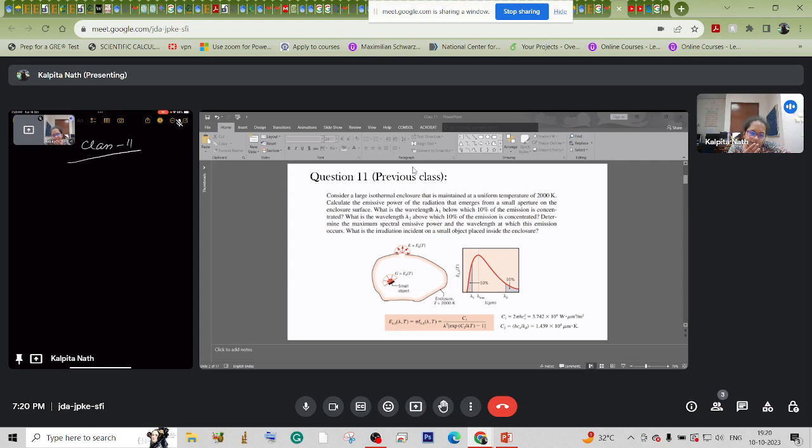For the next part, the wavelength below which 10% of the emission occurs, we can use the fraction of emission, that is, the cumulative emission. That fraction is given as 0.1 for the first part, that is, up to lambda 1.